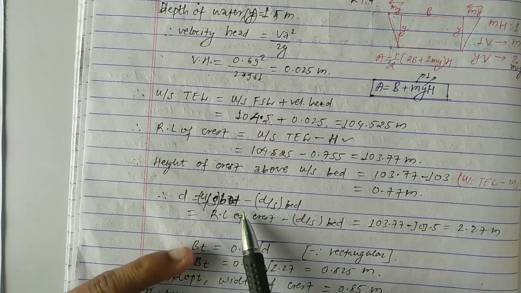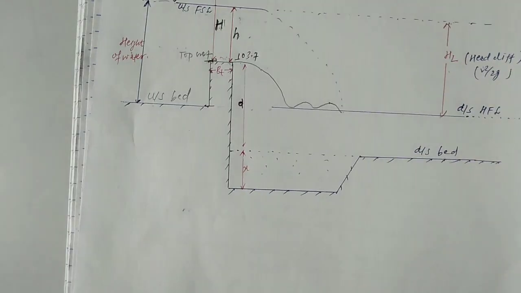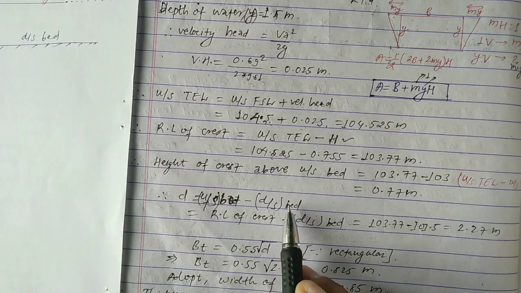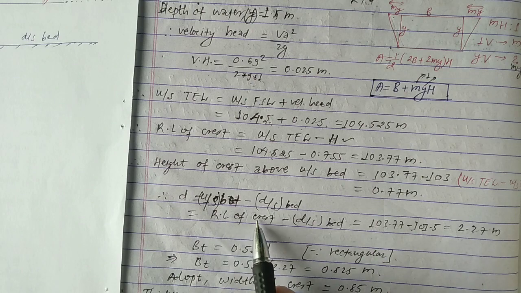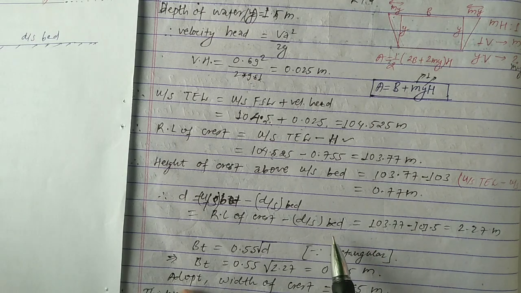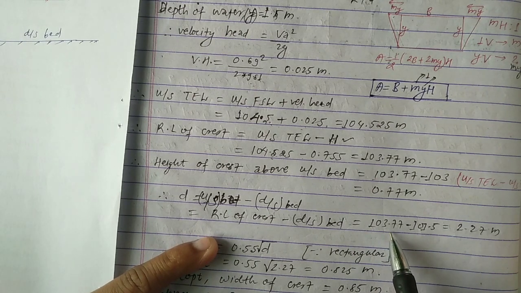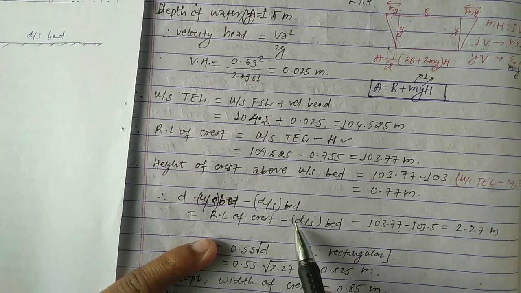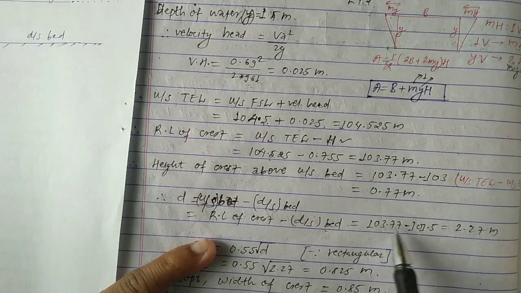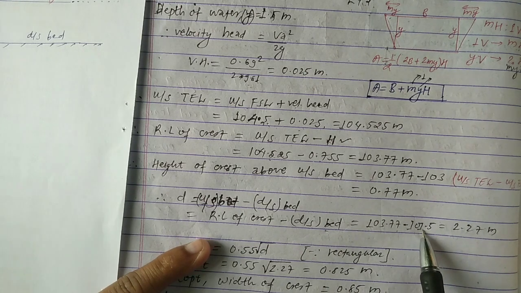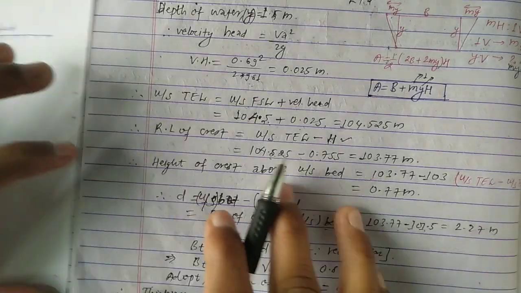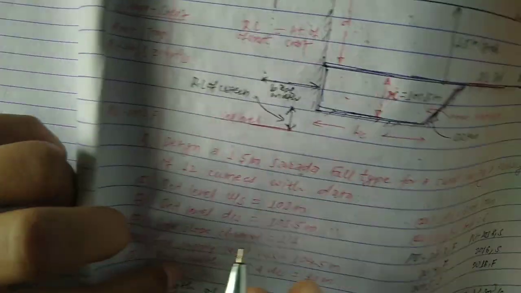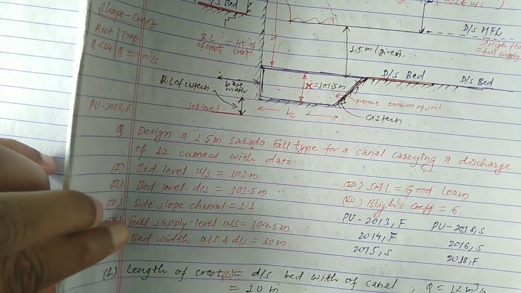And for the value of D, we can calculate the value of D. The value of D equals upstream of bed minus downstream of bed, and we already calculated the RL of crest minus downstream of bed. So the RL of crest equals 103.77. We already calculated this value here, and minus downstream of bed. The value of downstream of bed equals 101.5. This is already given in the question. You can see here bed level downstream 101.5. So we just take this value.